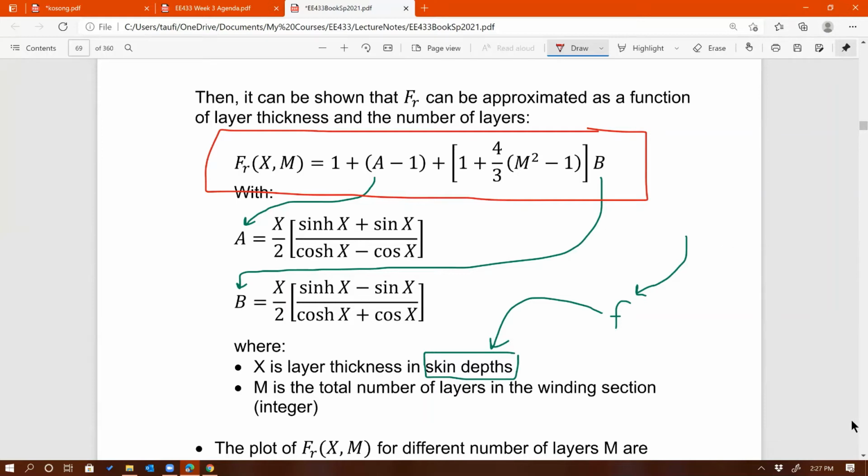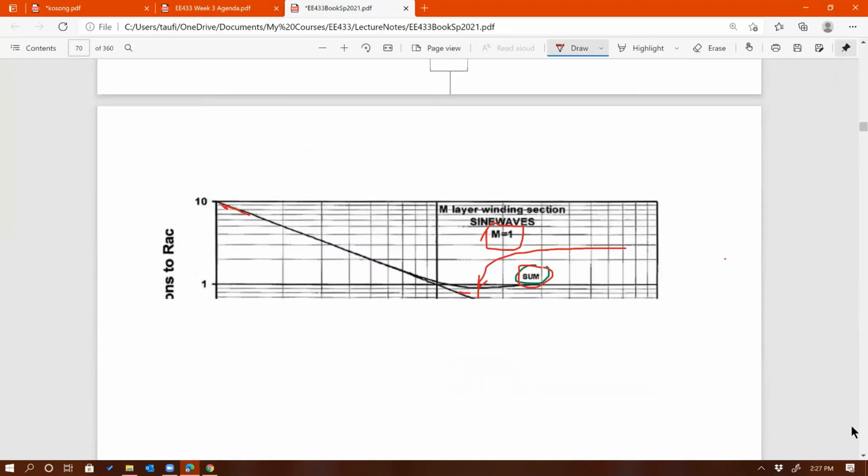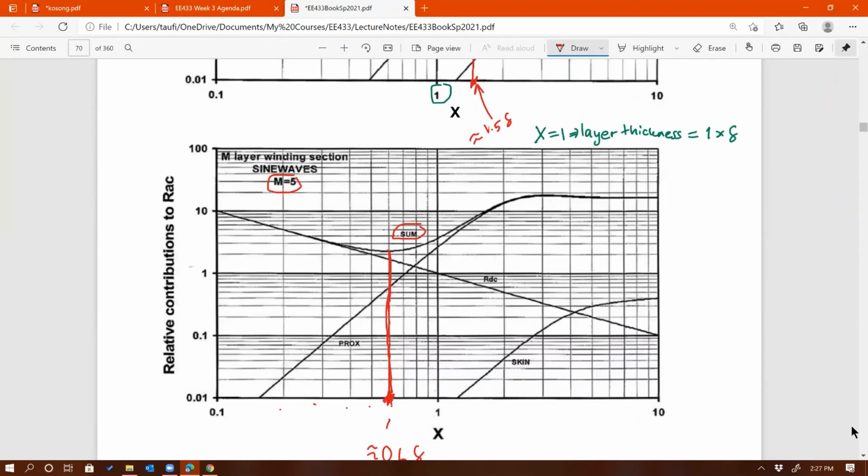So if you want a different number of layers, you can go ahead and plot it yourself. Different number of layers, that's M, and then X would be your independent variable, a function of skin depth, basically. Okay. Any questions on this? Yeah.